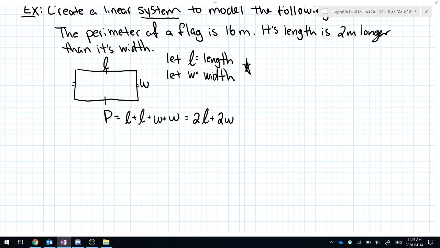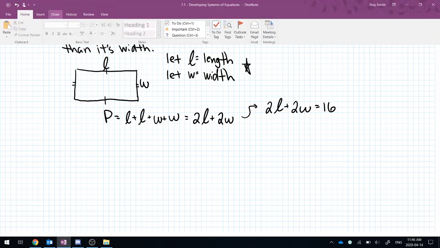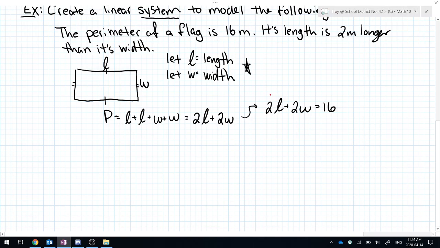Okay. And, well, we know that the perimeter is 16 meters. So we know that 2L plus 2W equals 16. Has to. We don't know what the length is. We don't know what the width is. But we know as long as we add two of each of them together, it has to add to 16. So this is going to be equation 1 in our system.